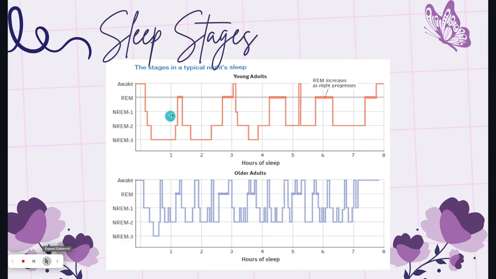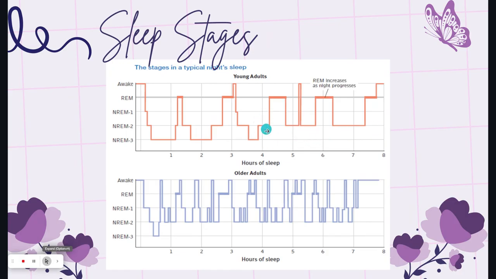So NREM 2, then up to REM for a short period of time. Then we drop back down into NREM 2. Notice, that's about 90 minutes or so to move through all of the stages. Then we go back down into NREM 3, back up to 2, and then a little bit longer in REM. Maybe we wake up for a brief moment. Then we stair step back down, back up, and notice that REM increases as the night progresses, and our deep sleep decreases as the night progresses.